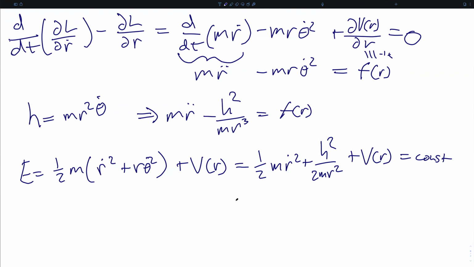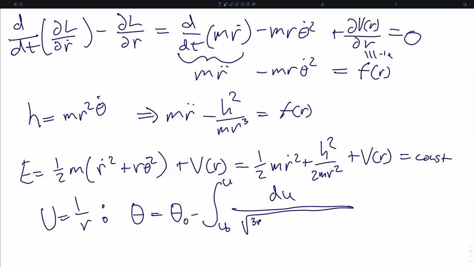We can solve this directly by quadrature, where we define u as 1 over r. That is, for all time, the angle theta is given as its initial value theta naught minus the integral of a dummy variable u integrated 1 over the square root of 2m e over h squared minus 2m v over h squared minus u squared, from the initial value of u to the current value of u. If v of r is a power law, then this expression is exactly solvable by an elliptic integral.